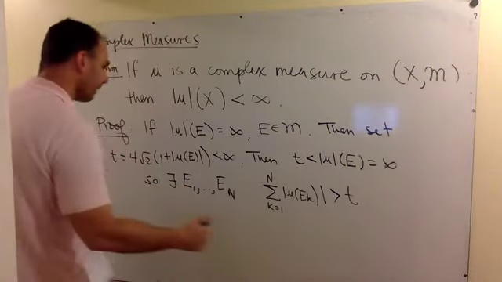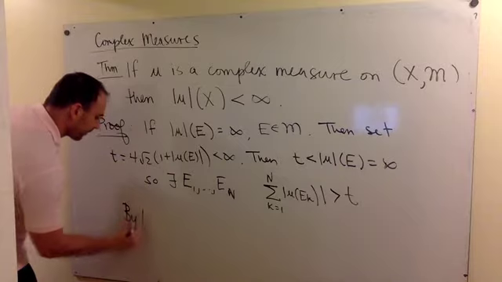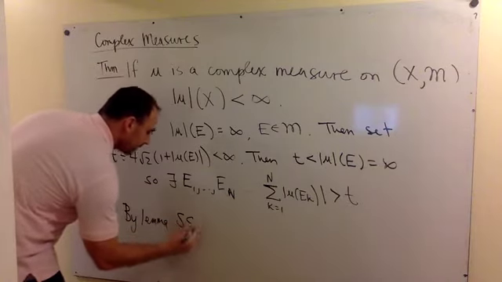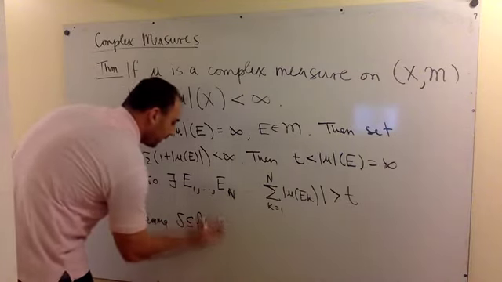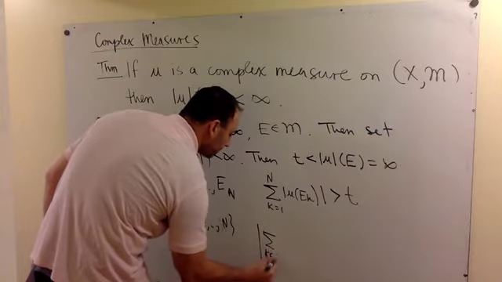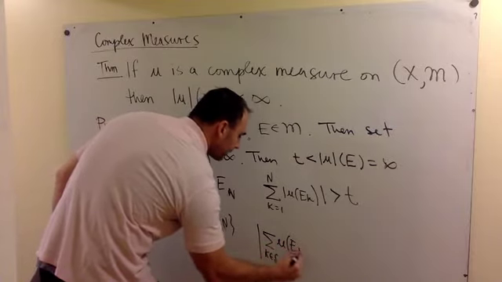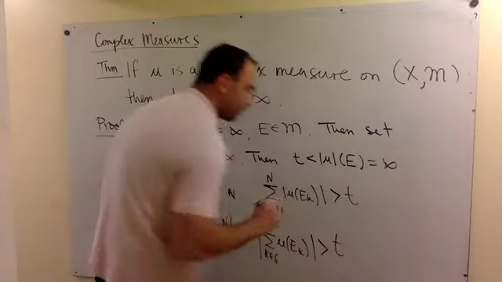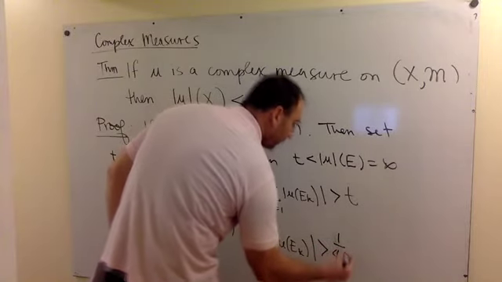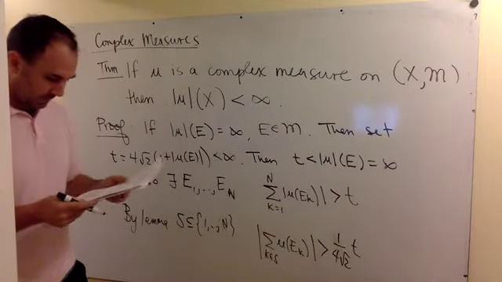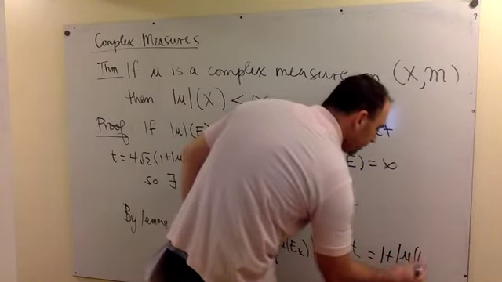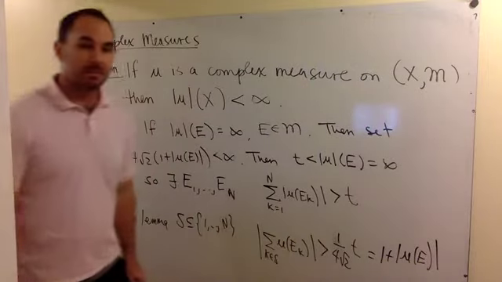All right? By the lemma about complex numbers, so each one of these is a complex number, there exists a subset S of 1 through n such that I can pull the absolute values out for this subset. Okay? Oh, and by the way, I actually get here a 1 over 4 square root of 2 t. Okay? And if you look at the way t is defined, this is actually equal to 1 plus mu of E. Okay, so let's look at a few things.